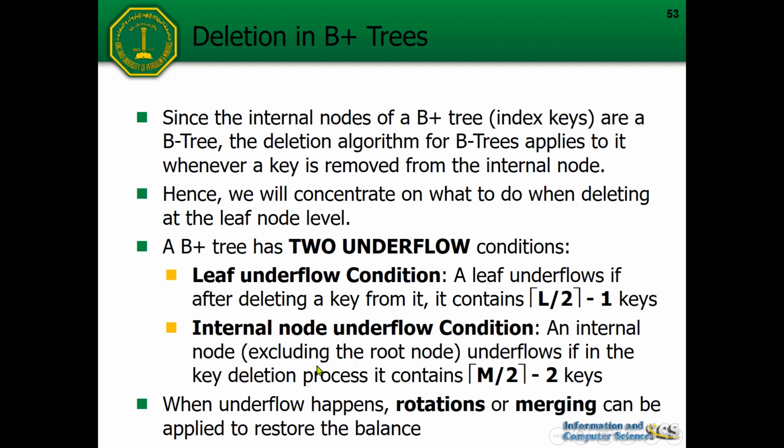Then the second underflow condition is the internal node underflow condition, because the internal node of the B+ tree is similar to the internal node in the B-tree. That's why the condition for the underflow is also the same. When the underflow happens in the B+ tree, we can also apply rotation or merging to restore the balance. So this is also similar to the B-tree, only the operation of the rotation and merging in the B+ tree is not the same as in the B-tree.